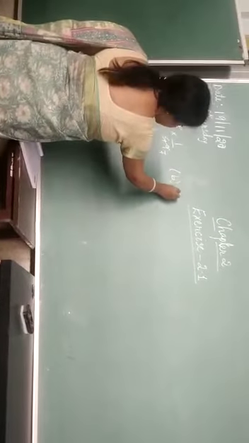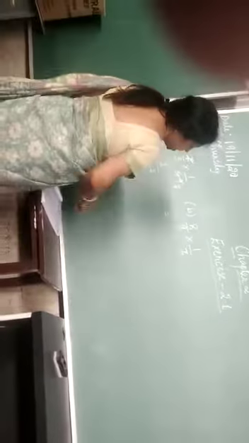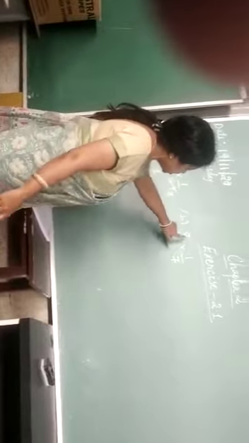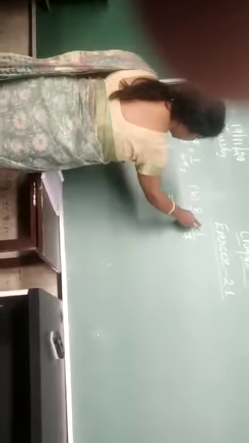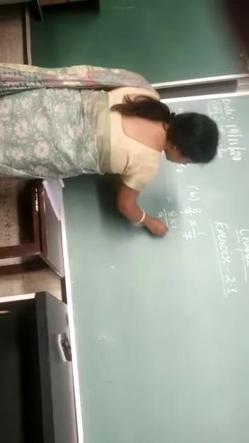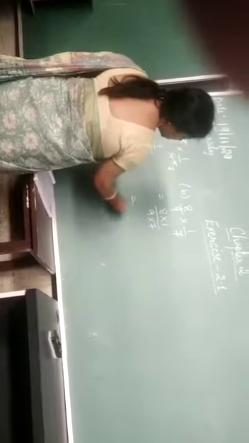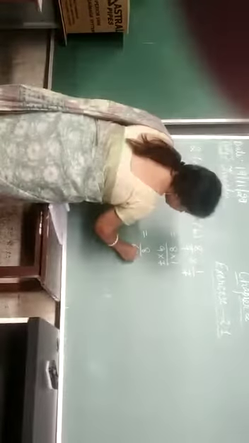Next we come to number B. Number B is 8 by 9 into 1 by 7. Now we have to see whether we can do the cancellation and simplify it further. No, we cannot do it. So we have to multiply. So 8 into 1 and 9 into 7. So 8 ones are 8, 9 sevens are 63.